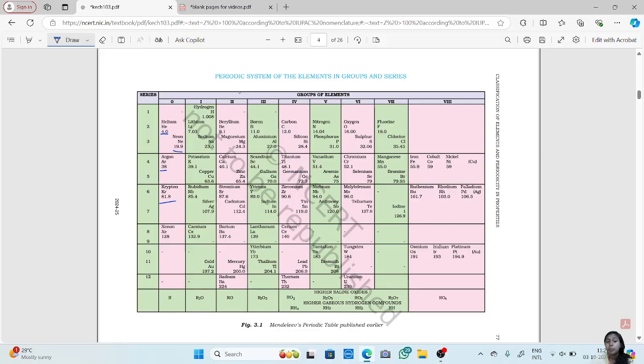Here, this is the first series of transition elements, that is scandium, titanium, vanadium, chromium, manganese, iron, cobalt, nickel. There is copper, which was still not found at the time. Okay, copper, and there is zinc. So he was such a brilliant person. He arranged them in such a way that their properties remained the same.